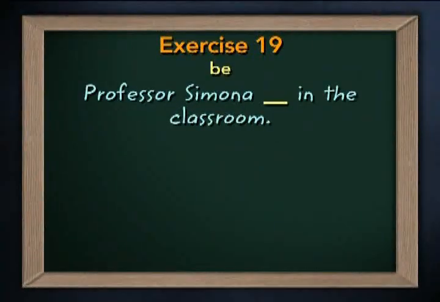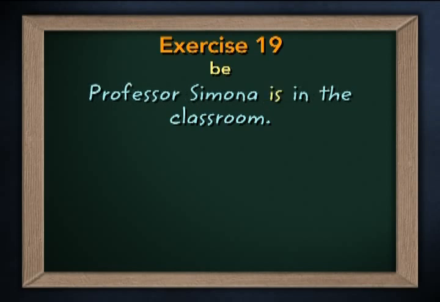In this exercise, you will use be and other verbs just as you did in the practice. Of course, you must use the proper form. For example, you will see be, and you will see the sentence, Professor Simona blank in the classroom. The exercise is easy. You will complete the sentence by writing the correct form of the verb be or the appropriate verb. Shall we try it? Good. Now pause your program, look at the study guide, and please do the exercise.